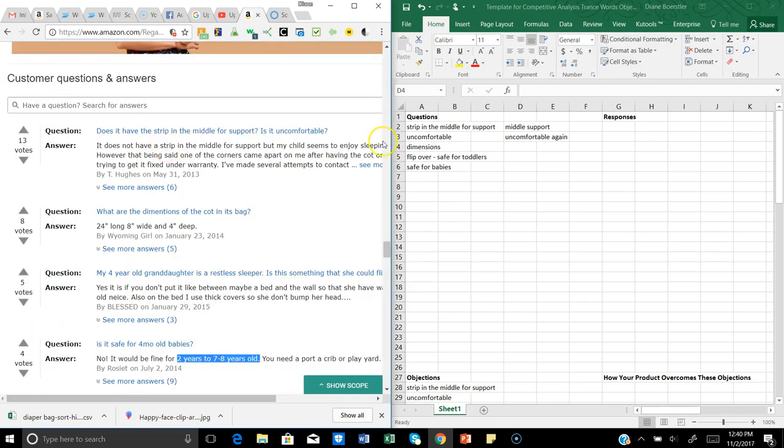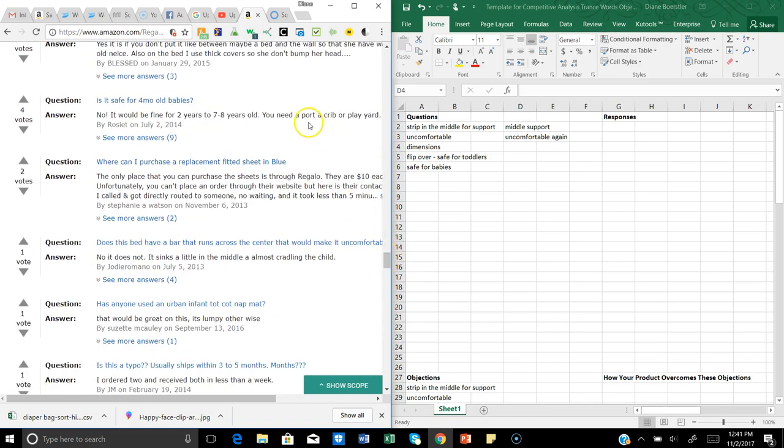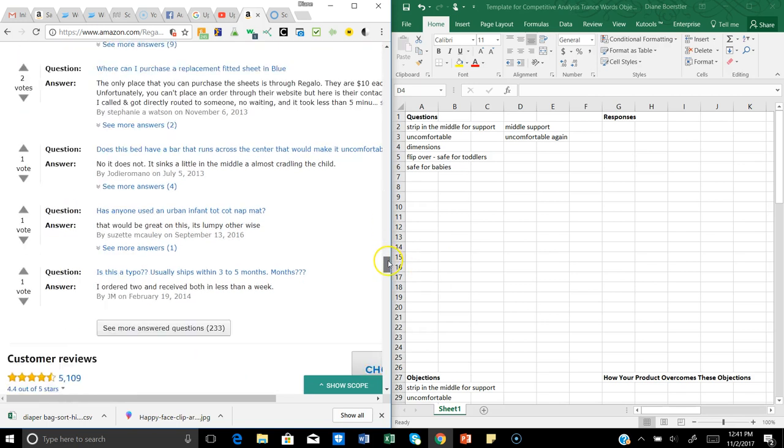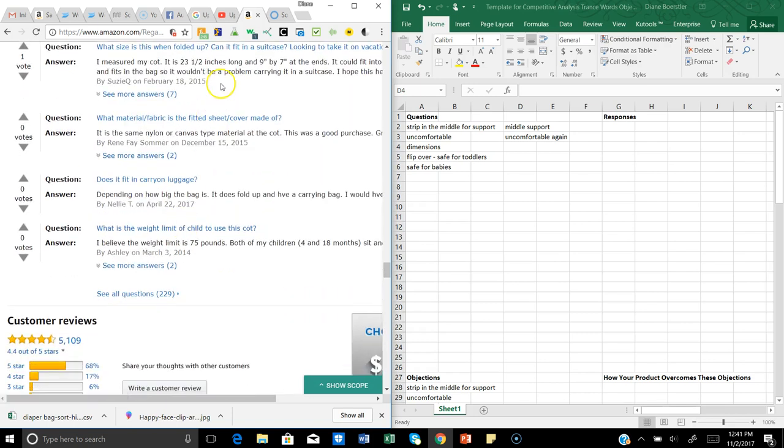And you'll come to that place too, where you just start thinking like a psychologist and be able to do this without having to do all of this additional work. Your brain will start tuning into what you need to look at right away instead of having to read the whole thing. Let's see here. Asking if anybody's used a top cotton mat. That's not pertinent to your products. This is a typo. Months. Let's see here. Size when folded up. So again, dimensions. Dimensions when folded up.